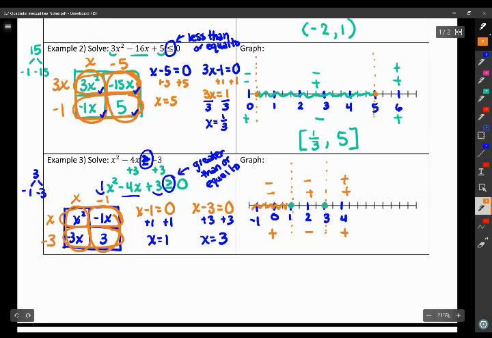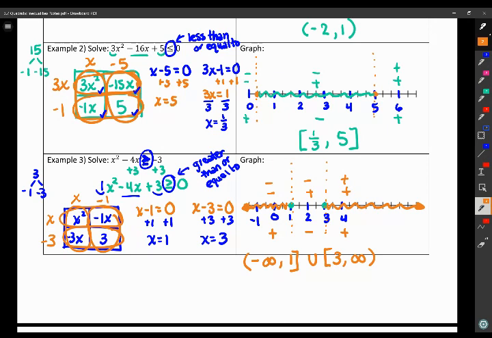So that means it's going to be the values this way and the values this way. And so if I was going to write the interval solution, I would go negative infinity to 1. And because 1 is a closed circle, it's going to be a bracket, union, bracket, 3, because 3 is a closed circle, to infinity. And this would be my solution.